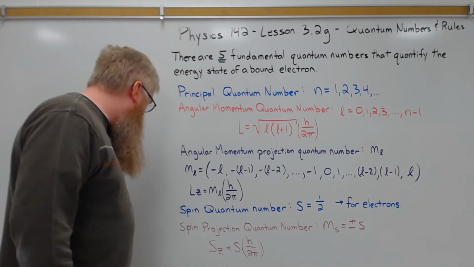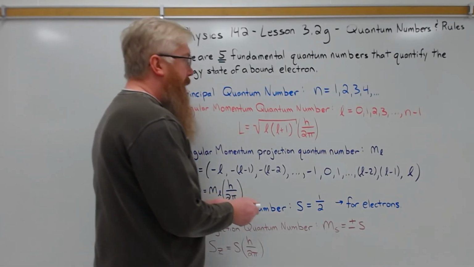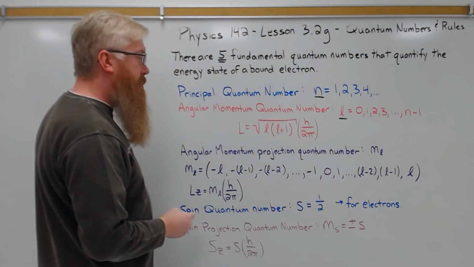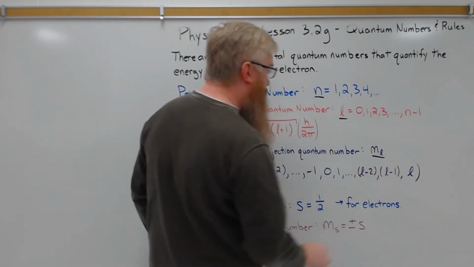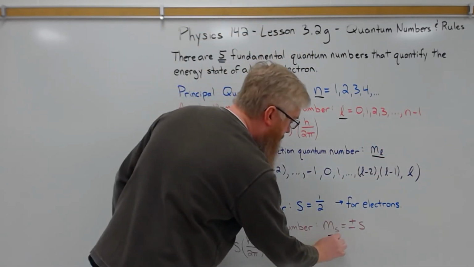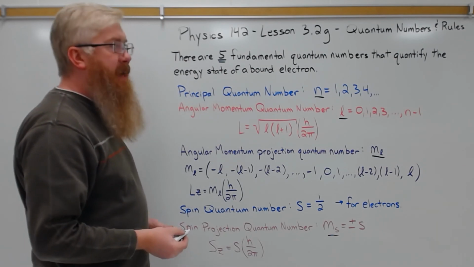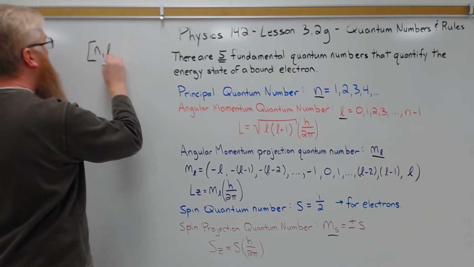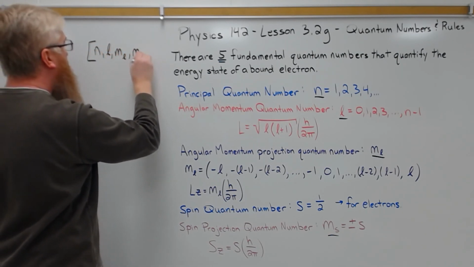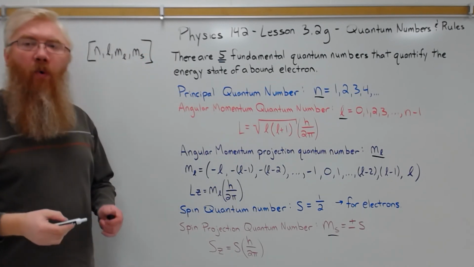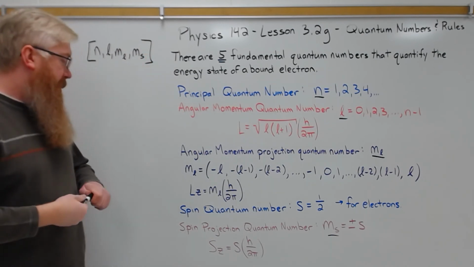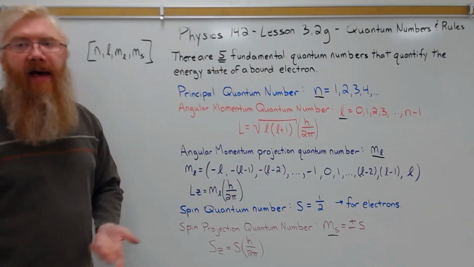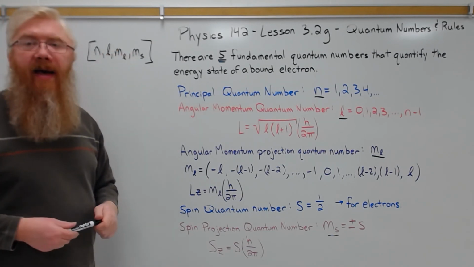So we have 4 real quantum numbers that we need to worry about when we talk about atoms. We have the principal quantum number, angular momentum quantum number, angular momentum projection quantum number, and spin projection quantum number. So n, l, m sub l, and m sub s. An electron is going to have some orbit, some address, dealing with those 4 quantum numbers. Again, the spin quantum number is the fifth fundamental quantum number, but for electrons, that's just 1/2. So since they all have spin 1/2, we don't have to worry about it.